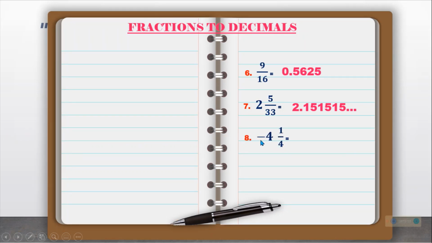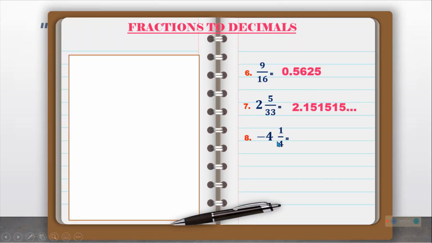Another mixed number, but this time is negative. So, yung negative 4, i-disregard natin yung 1/4 ang ating ipo-convert into decimal. So, 1 divided by 4 cannot be. Then, we will add another decimal point, and then 0. 10 divided by 4 is 2. 2 times 4 is 8. 10 minus 8 is 2.